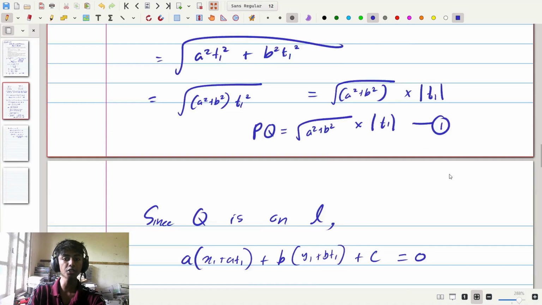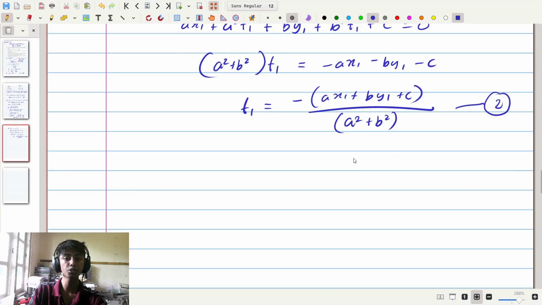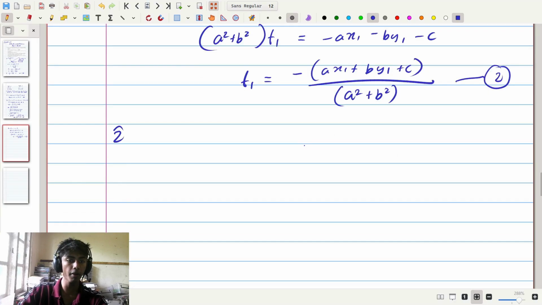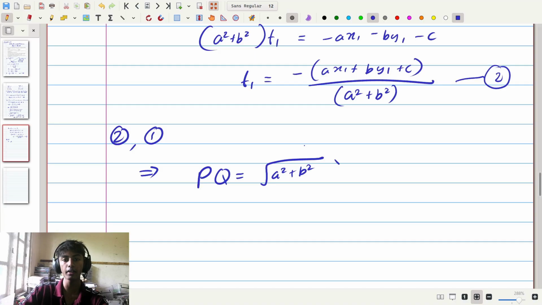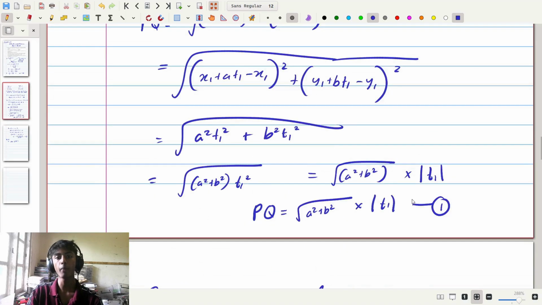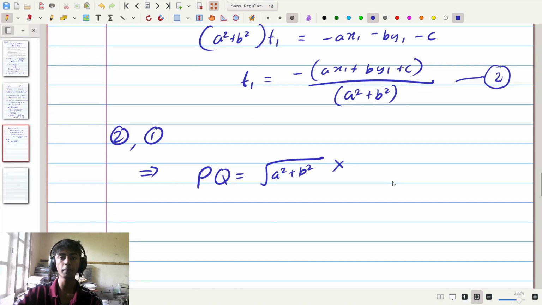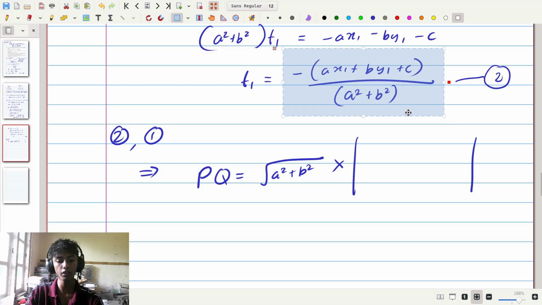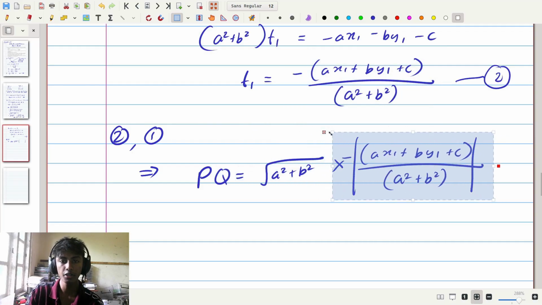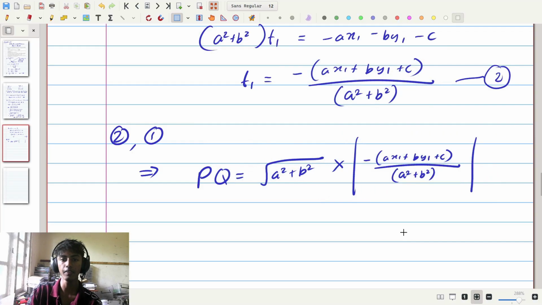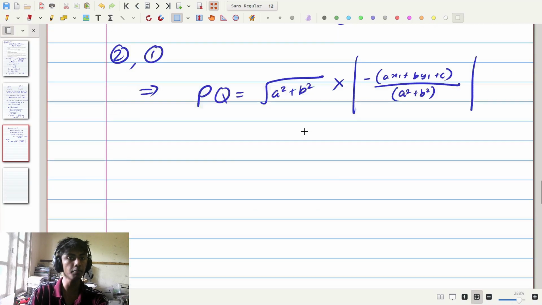Now considering 1 and 2, if we substitute 2 into 1, we're going to get PQ equals square root of A squared plus B squared multiplied by the modulus of T1, which is going to be the modulus of this entire expression on the inside. So you can copy this whole thing and paste it right into the inside of the modulus. And that is our equation for the length PQ.